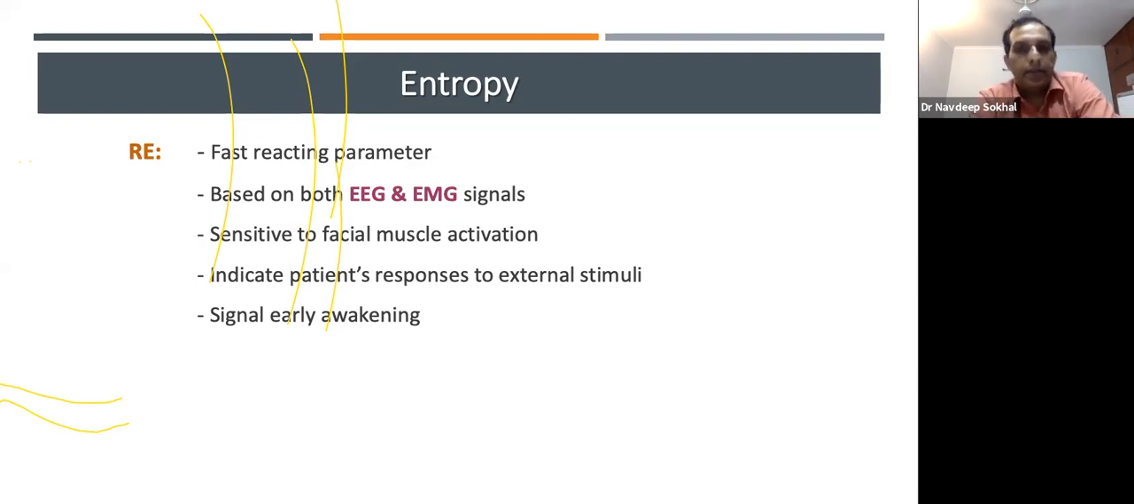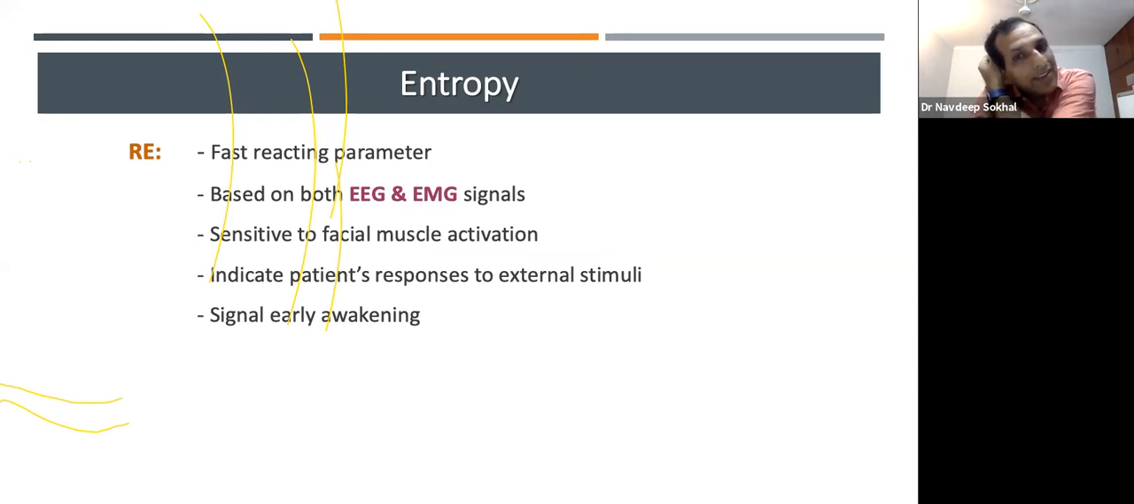That means this is also taking into account activity from the facial muscle. Now, suppose the patient has adequate hypnosis, that is EEG signals are normal, and is under adequate anesthesia, but the EMG signal is there. So what will happen? The RE value will increase, but the EEG value will not increase. That is, SE will not increase.